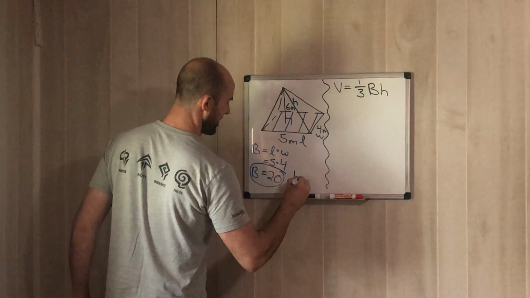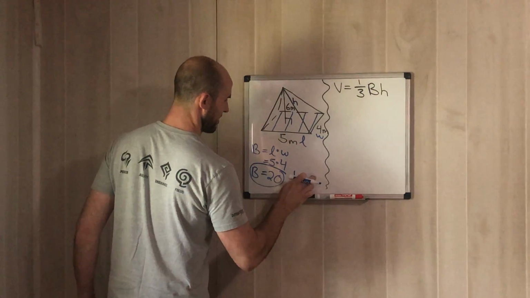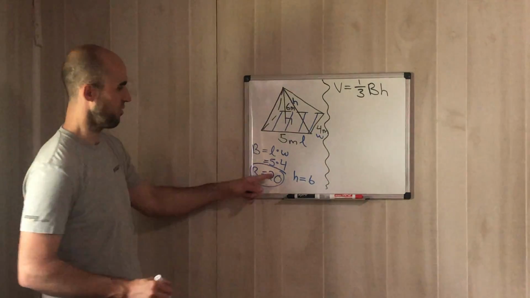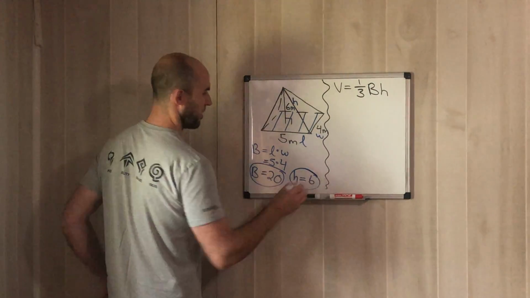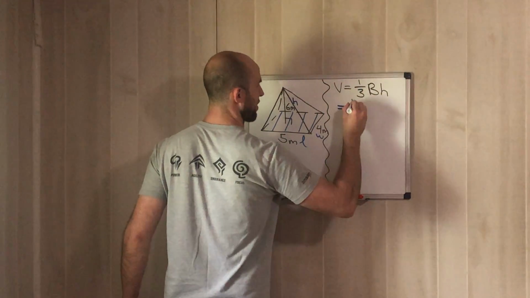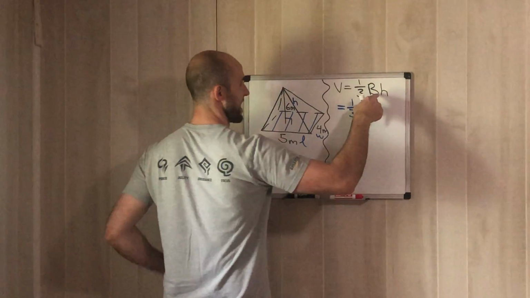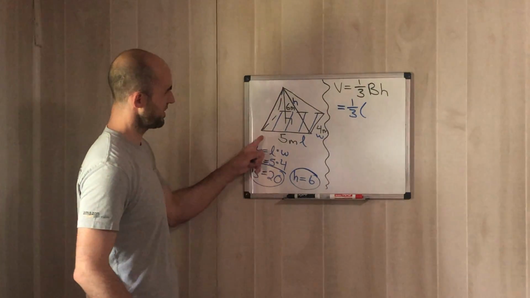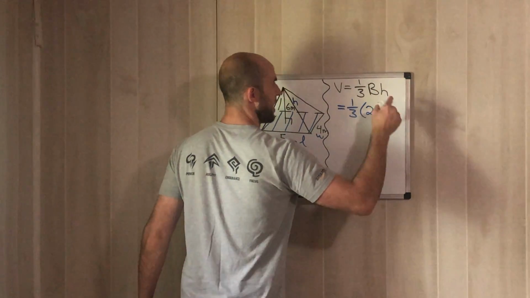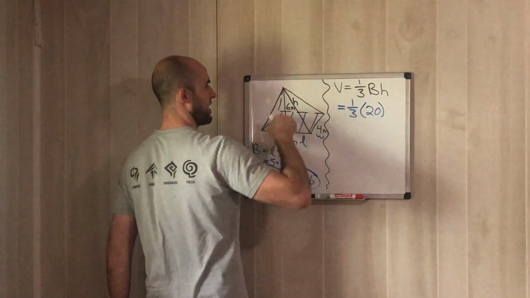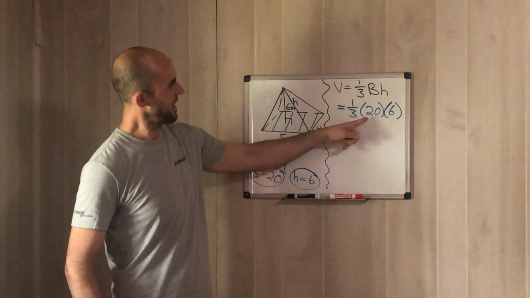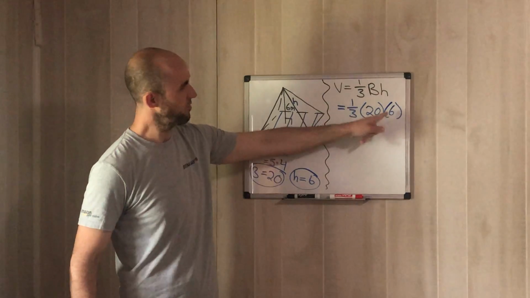We know that the height is 6. Once we have those two measurements, it becomes a lot easier. We know that the area of the base is 20, and we know that the height is 6, so we can just substitute them in and simplify, right? We have the third, and the area of the base was 20 because we did 5 times 4 for the base. And the height of the pyramid was 6. That's all we did. We just substituted. A third, area of the base was 20, and the height was 6.